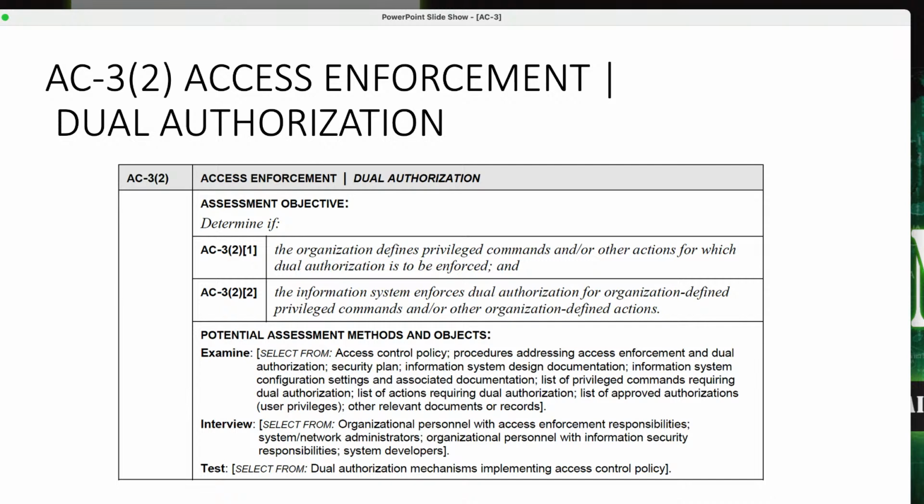There's a breakdown in this control. So that's AC-3 Enhancement 2, dual authorization. I always think about this as those two officers in the missile silo turning their keys. This is two people have to be there to make the access happen. Otherwise, you can't get to the data. You can't make the system function. You can't do what you're trying to do.